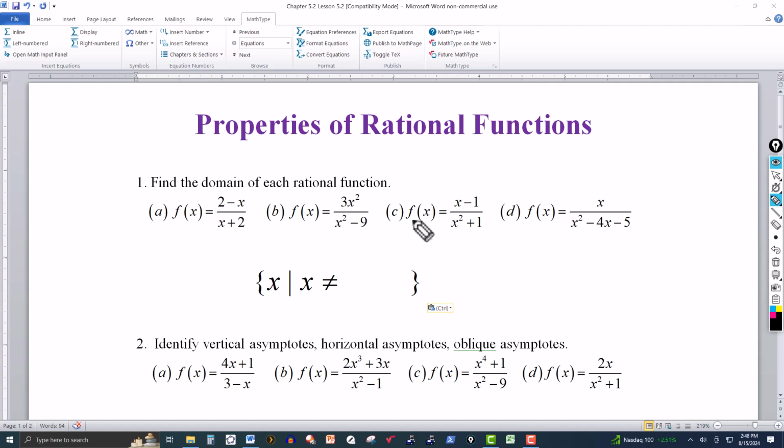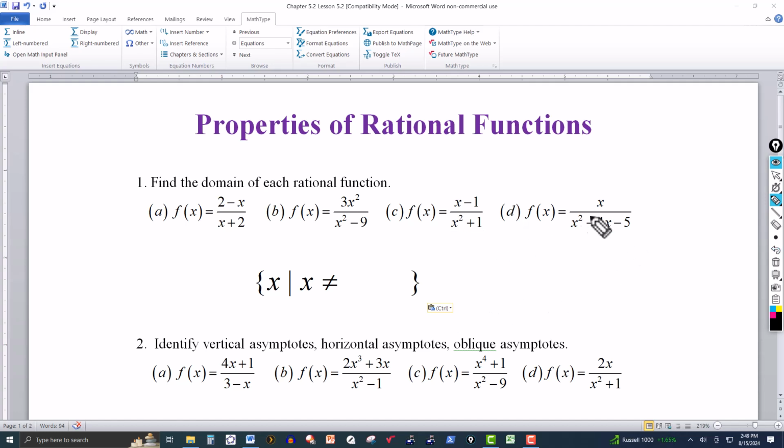Now for C, we have (x - 1)/(x² + 1). x² + 1, you plug any real number in there for x, you're never going to get 0. So for this one here, I won't give a set notation here. We can just say all real numbers. If you're using interval notation and you write negative infinity to infinity this way, in parentheses on both sides, that would be the same thing. So the answer to part C, the domain is all real numbers, no restrictions, or negative infinity to infinity.